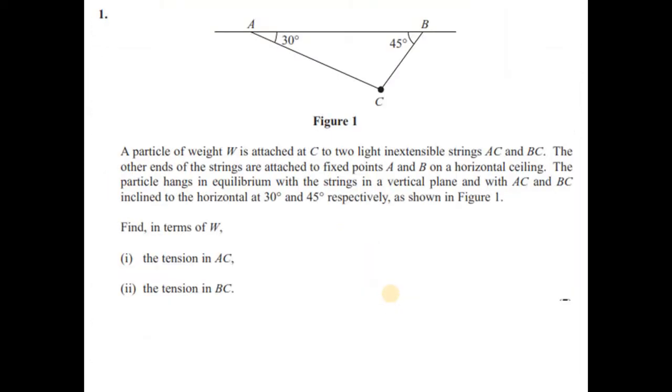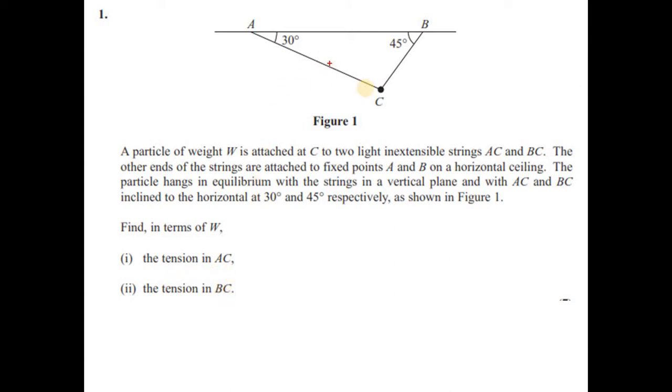A particle of weight W is attached at C to two light inextensible strings AC and BC. The other ends of the strings are attached to fixed points A and B on a horizontal ceiling. The particle hangs in equilibrium with the strings in a vertical plane, and with AC and BC inclined to the horizontal at 30 and 45 degrees respectively, as shown in Figure 1. Find, in terms of W, the tension in the string AC and the tension in BC.